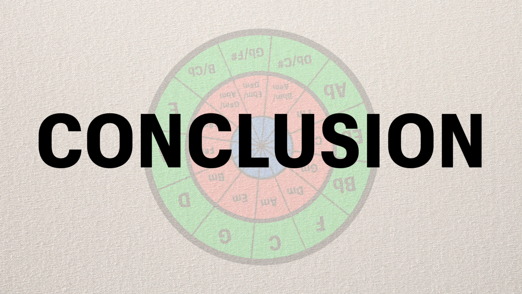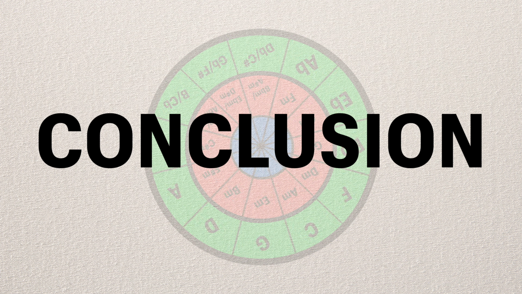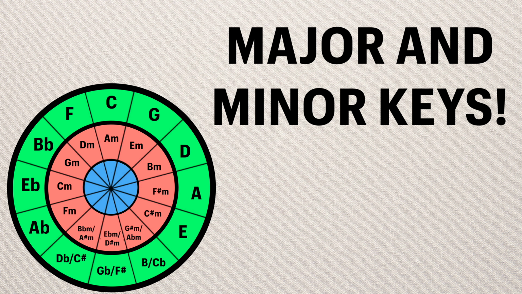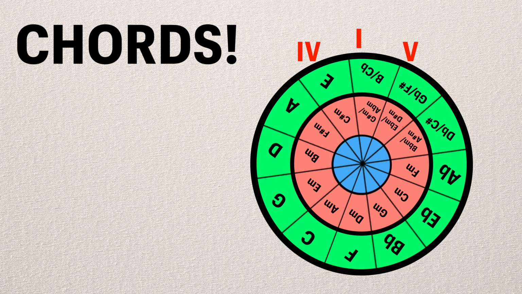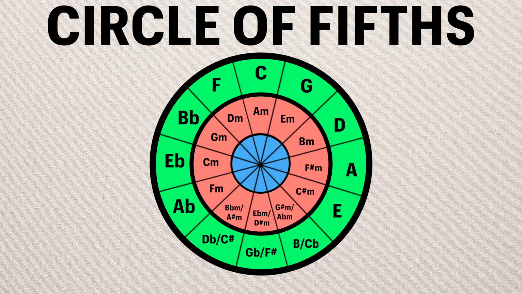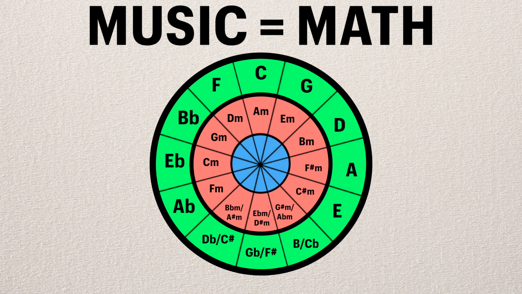The circle of fifths is the ultimate reference tool for musicians of any skill level. It shows us all of the different major and minor keys and how they're related to each other. It also shows us how certain chords function with one another. You see, the circle of fifths reveals to us the very mathematical nature of music, and I think that's a really cool thing.